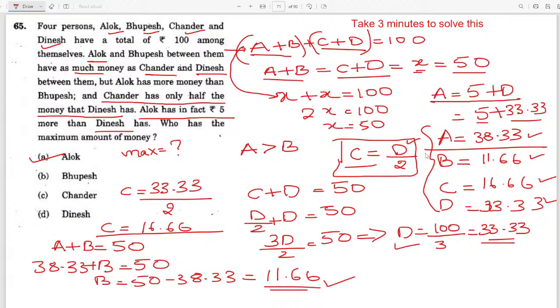And among these four, Alok has 38.33, which is the highest. So the correct answer is, who has the maximum amount of money? That is Alok. I hope things are clear. If it's clear, please let me know so that I can move to the next question.